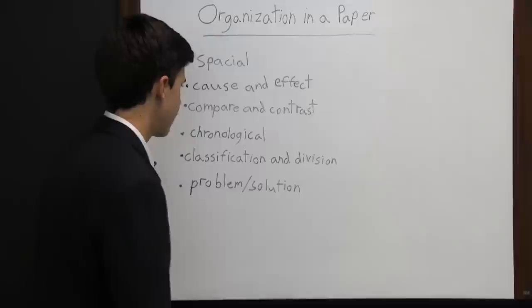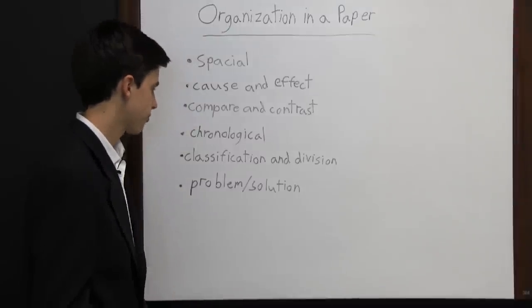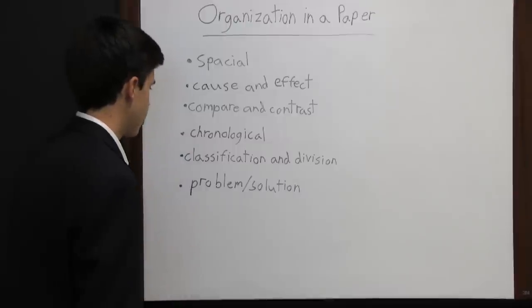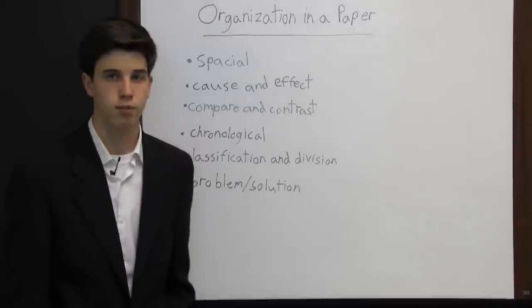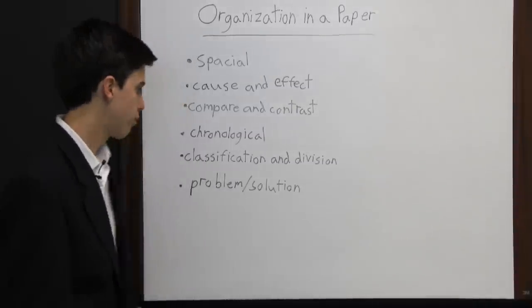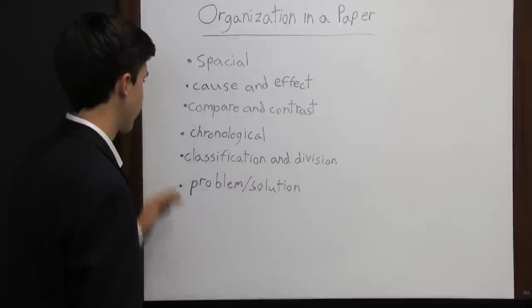Classification and division. This is like talking about things that are very general and then getting more specific. And then problem and solution. You can talk about a problem and then the solution to that problem or some possible solutions to that problem. So these are just some basic ways to organize a paper.